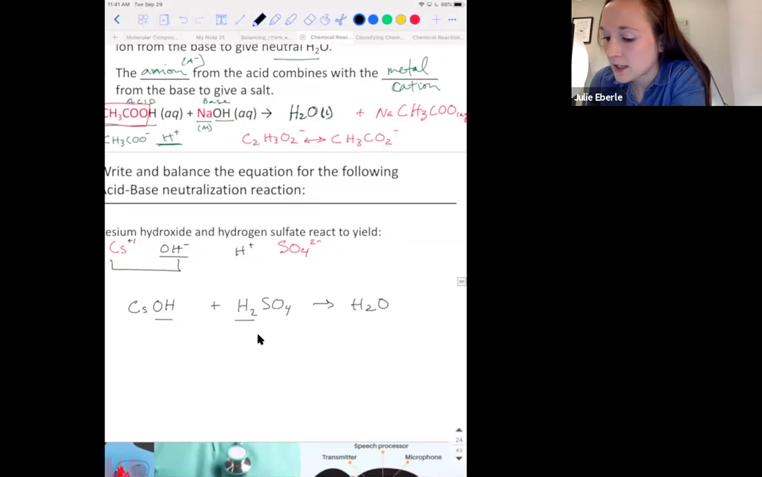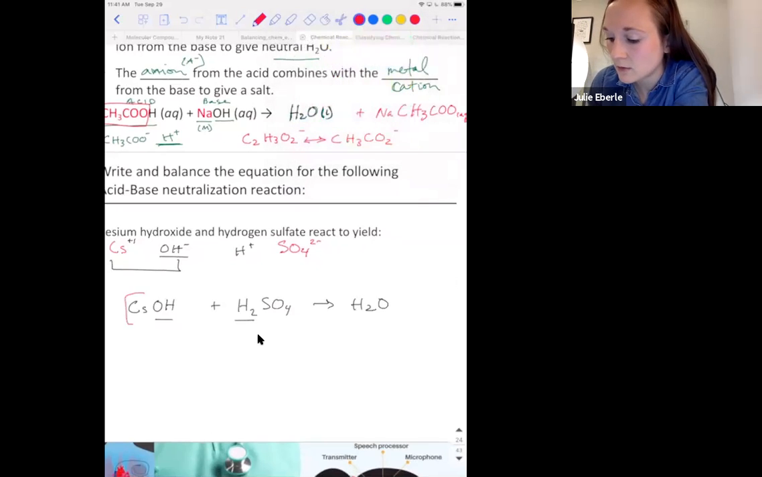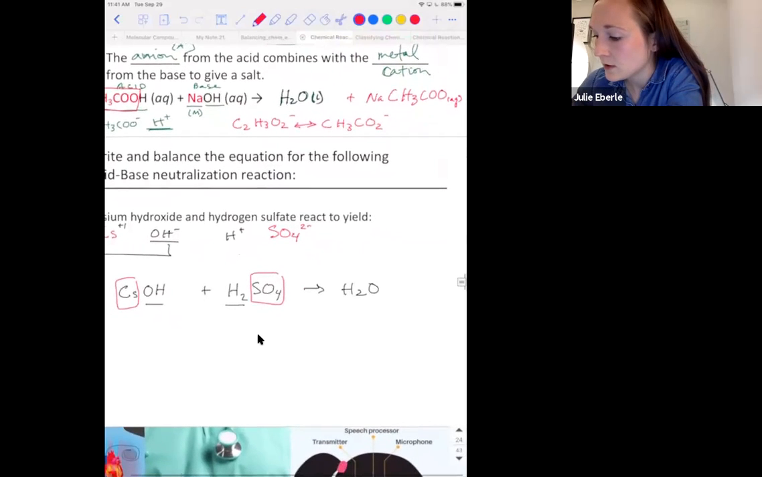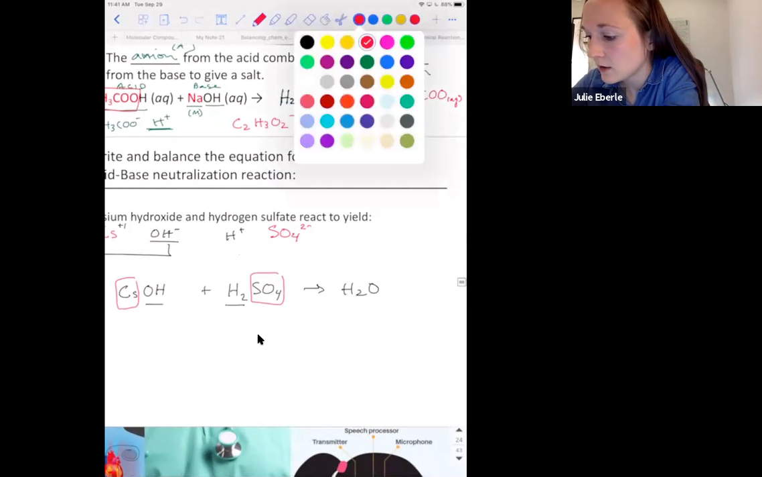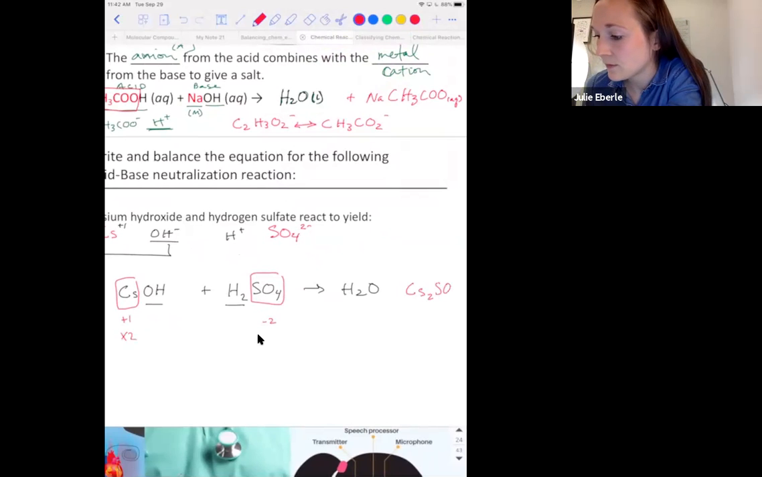And then we're going to take the metal to make the salt. Metal and what's left over from the acid. So it's like a double displacement reaction. So we should get, or I'll just write it like this. CS, how many cesiums do we need? We said this is a +1 and sulfate is a -2. So I'm going to need 2 of these. So CS2, SO4.